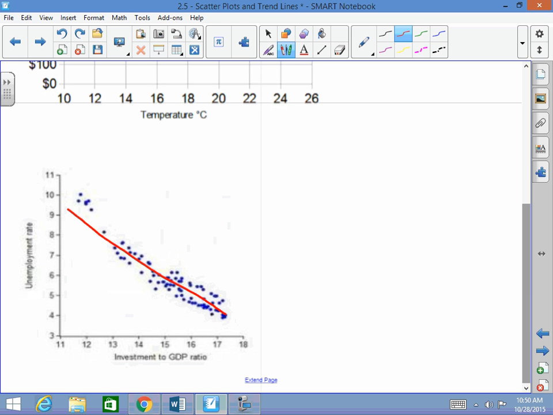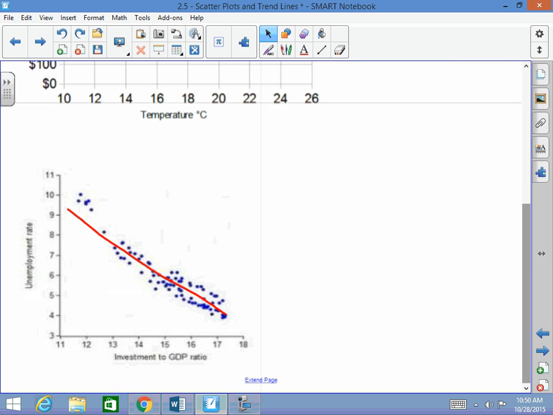Yes, sir. Your trend line does not have a curve because it's not called a trend curve. It's called a trend line. But I thank you very much. It's a very good question, son. Now, it's easy to draw the trend line.